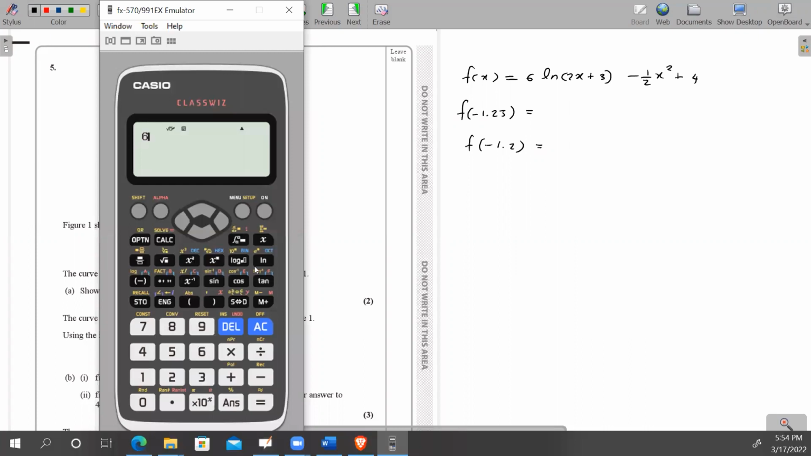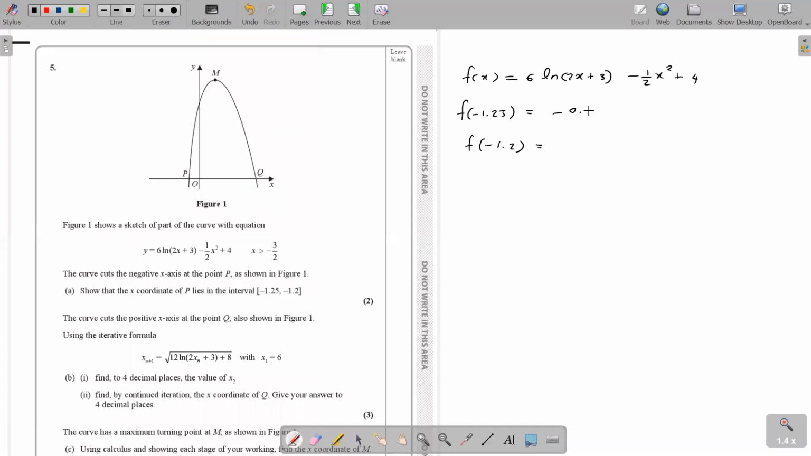So we can type here 6 ln(2x + 3) minus half x squared plus 4. You type the whole thing in the calculator and just give the x value. Substitute the x value, and the calculator will input it for you and get the decimal answer. So we give calc and the x value minus 1.25. The answer is minus 0.9401. This is the answer we get from the calculator.